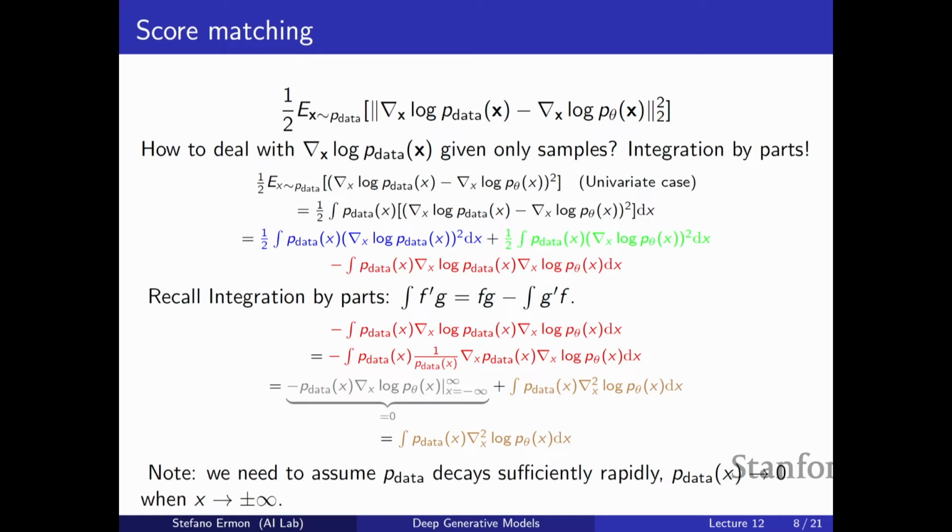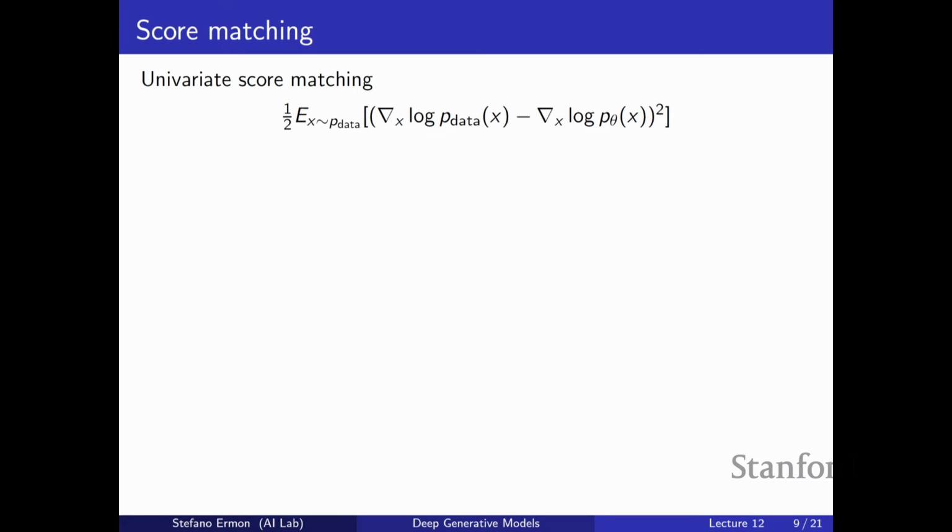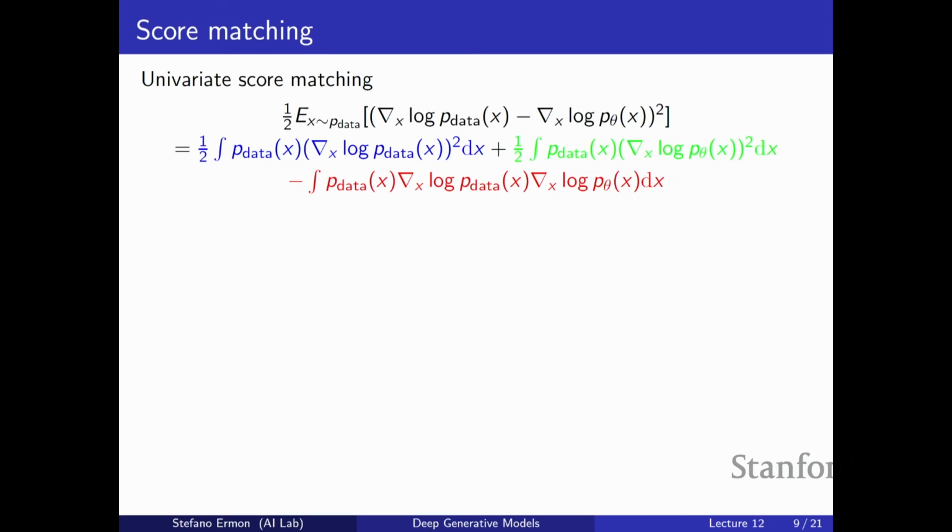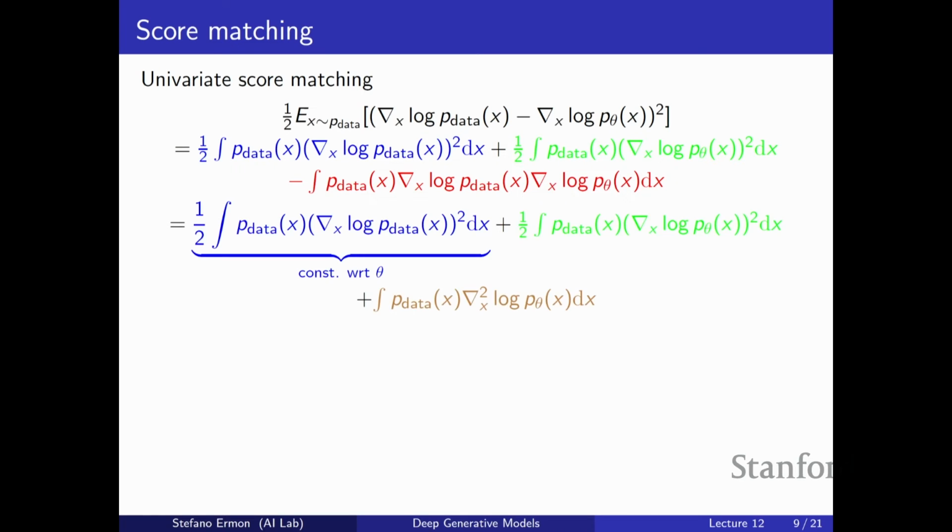And so that's basically the trick. If you are willing to assume that this term here is 0, basically that the data distribution decays sufficiently fast, then you can use integration by parts, and you can rewrite the original score matching loss. Recall it had 3 pieces. If we apply that trick to rewrite the red term into this brown term that we just derived using integration by parts, now we get a loss function that we can actually evaluate and we can optimize as a function of theta.